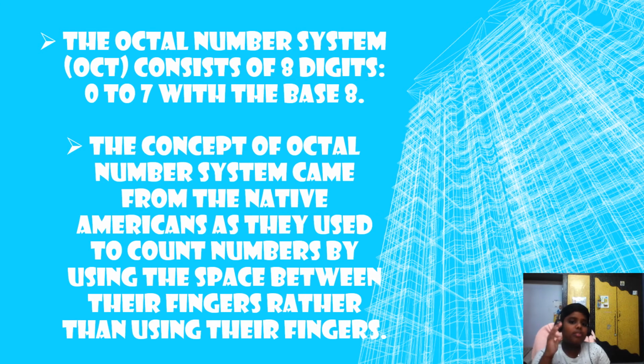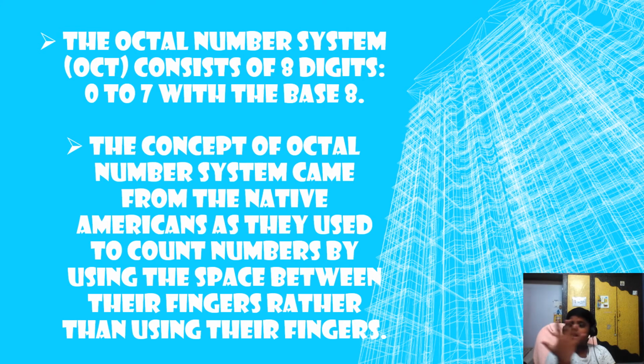Then the concept of the octal number system came from the Native Americans, as they used to count numbers by using the space between their fingers rather than using their fingers. So for small children, to make them understand numbers, we tell them to count with their fingers, right? 1, 2, 3, 4, 5, etc. But the Native Americans before didn't count with their fingers like 1, 2, 3, 4, 5. Instead, they counted with the spaces between their fingers.